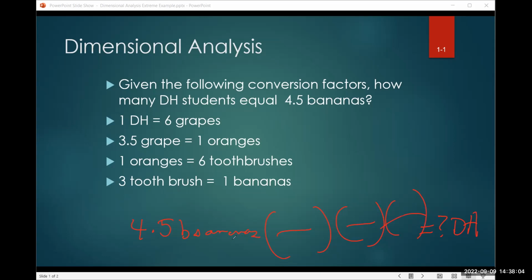Keeping in mind that I start off with bananas, my first factor is going to have bananas in the numerator, okay? And then some other factor on top, which eventually I want to get rid of, so eventually I'm going to get rid of all of my units, so I have DH units at the end, okay? That is the goal. So let's walk through it.